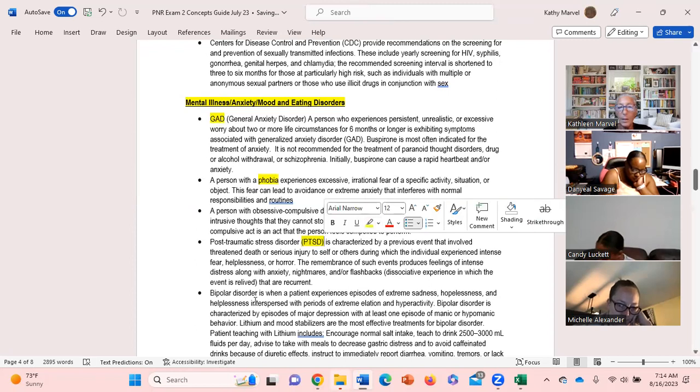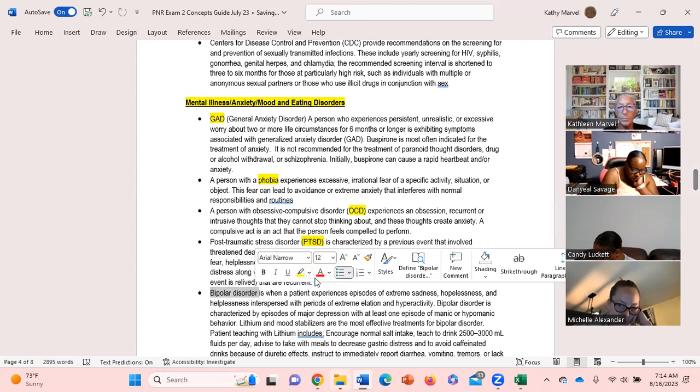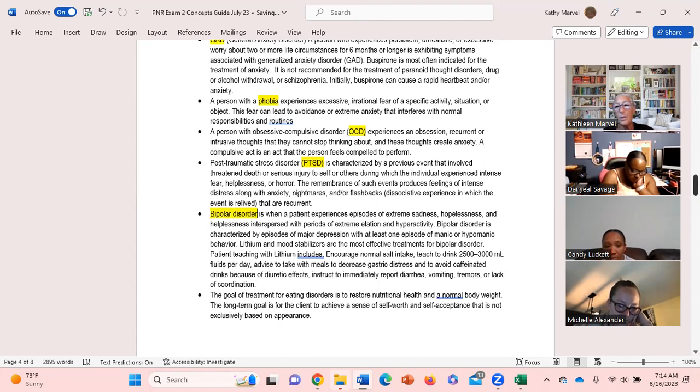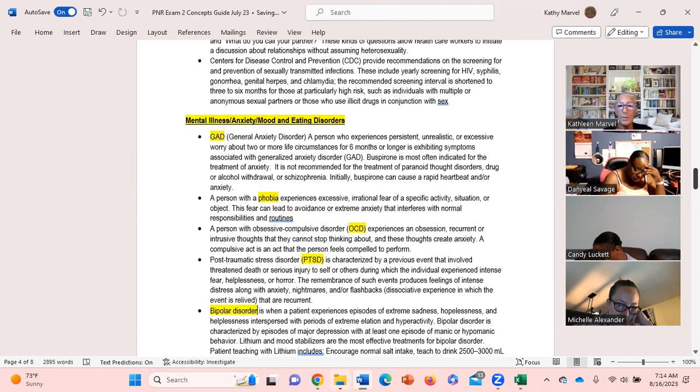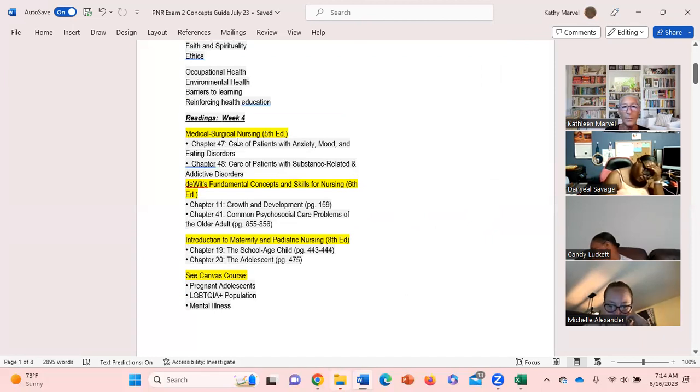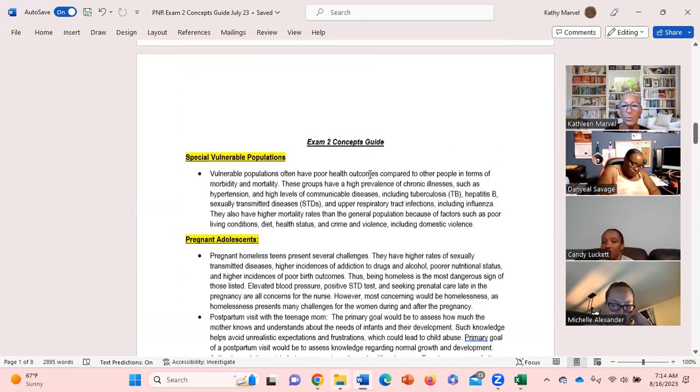PTSD, bipolar. I try to really not tighten up, but really summarize these in kind of bullet points. So if you're not understanding these by reading what's in the paragraph or bullet, then go back to your Med Surg book, chapter 47, care of patients with anxiety, mood, and eating disorders.